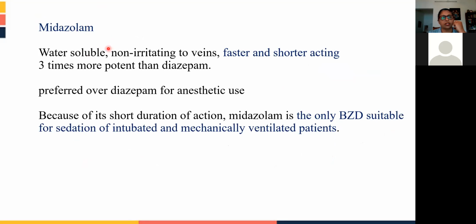Then the third benzodiazepine is midazolam. It is very, very important. The important points are that it is water soluble, non-irritating to veins, and faster and shorter acting. And it is 3 times more potent than diazepam. So it is non-irritating, so no need of any IV drip, faster and shorter acting, and 3 times more potent than diazepam. So it is preferred over diazepam for anesthetic use.